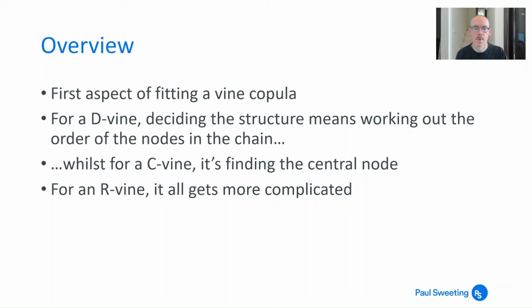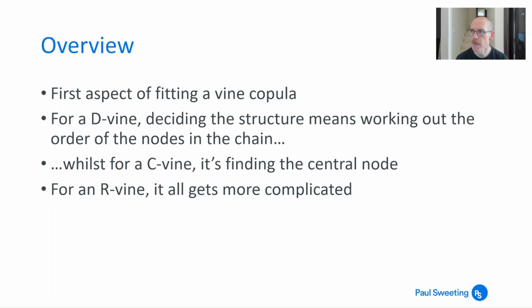Now, the last time we talked about structure and how you could have a number of different structures for a vine copula. What I'm going to do this time is talk about how you can actually find out what the structure of the vine copula should be. So fitting a vine copula, the first thing you want to do is try and work out what the structure of that vine copula should be.